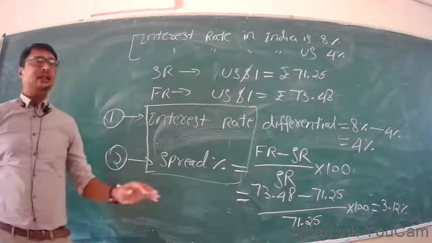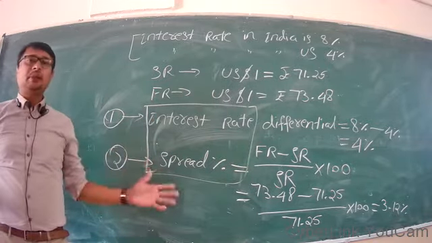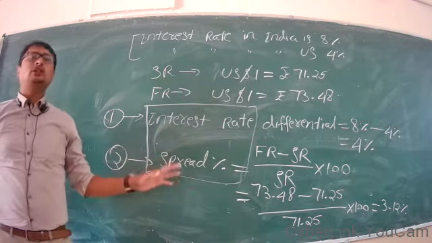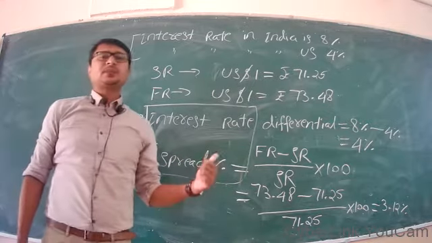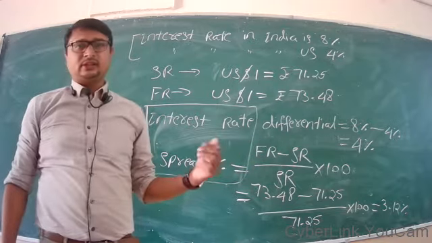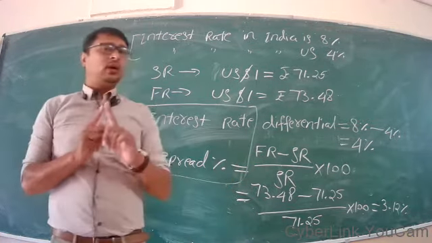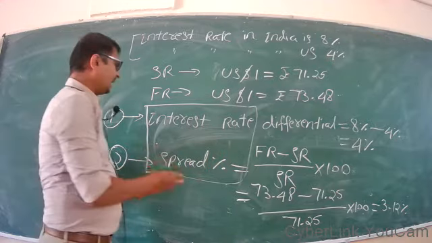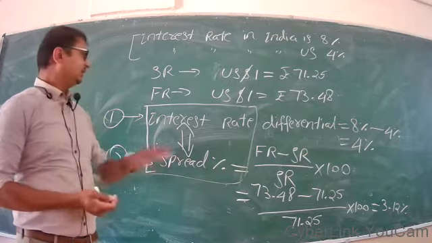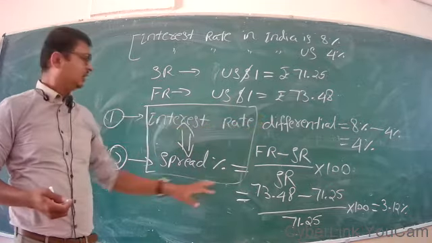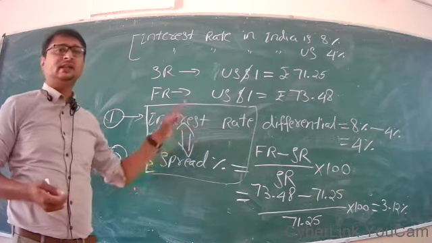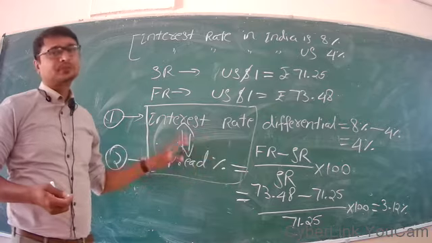Interest rate parity theory always relies upon two variables. One is interest rate differential, and the other is spread percentage. There will be three scenarios we are going to discuss. In one scenario there will be parity between these two. There will be parity in the sense that if the interest rate differential is 4%, the spread percentage is also 4%. That means there is a matching between these two variables.